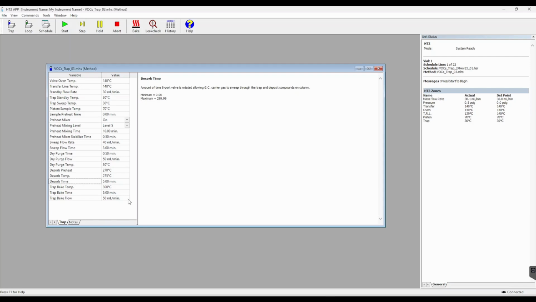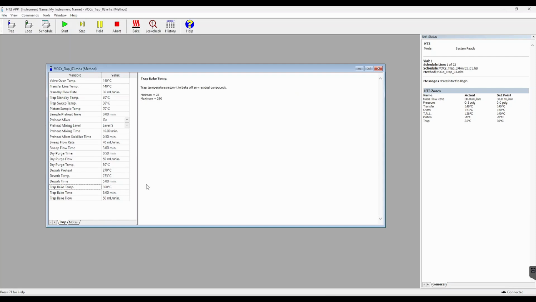When in desorb mode, the 8-port valve rotates to backflush analytes from the trap to the GC. The temperature should be selected based on the trap being used. To select the desorb time, the internal diameter of the column and the flow rate should be taken into account, but the aim is to allow enough time to fully desorb the compound with the highest boiling point.